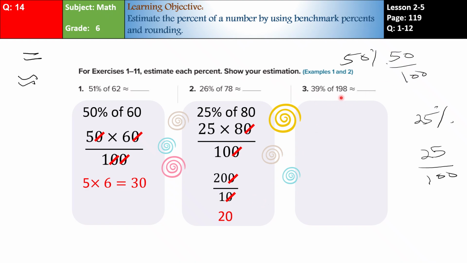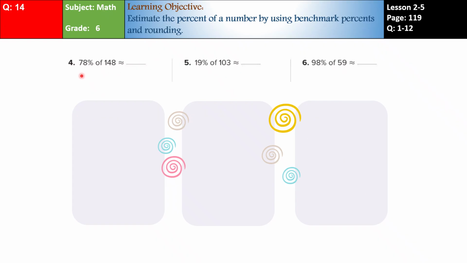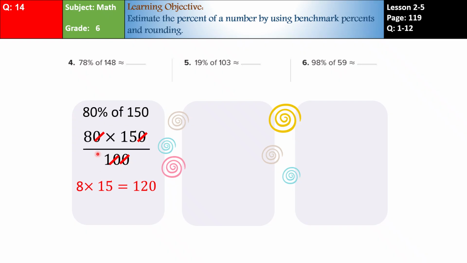39% of 198: 39 is closer to 40 and 198 is closer to 200. 40% of 200 means 40 times 200 divided by 100. Cancel the zeros. Now 78% of 148 means 78 is closer to 80 and 148 is closer to 150. Multiply the two numbers, divide by 100 and simplify them. You will get 8 times 15, 120.